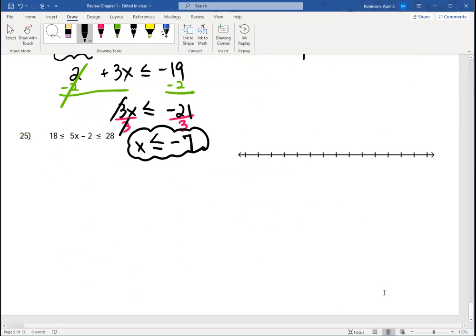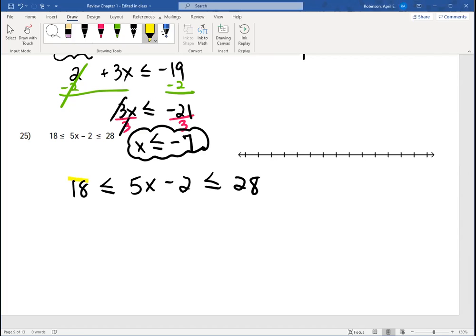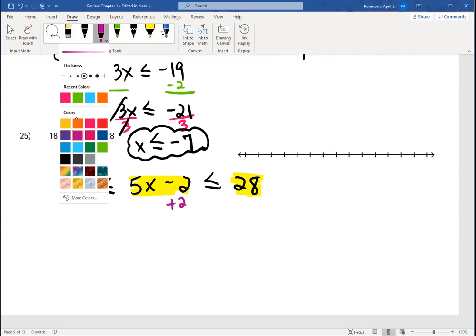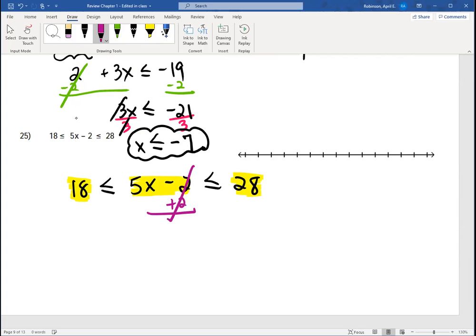And then the last problem was an in-betweeny, and I'm going to recopy it down here. You can see that there's 3 parts to this. You've got the 18 at the left end, the 28 at the right end, and the 5x minus 2 in the middle. And the less than or equal to's separate those things. So the first thing you're going to do is add 2 to cancel the 2 from the middle. But you have to keep it balanced at both ends at the same time. So all 3 sections are going to add 2.